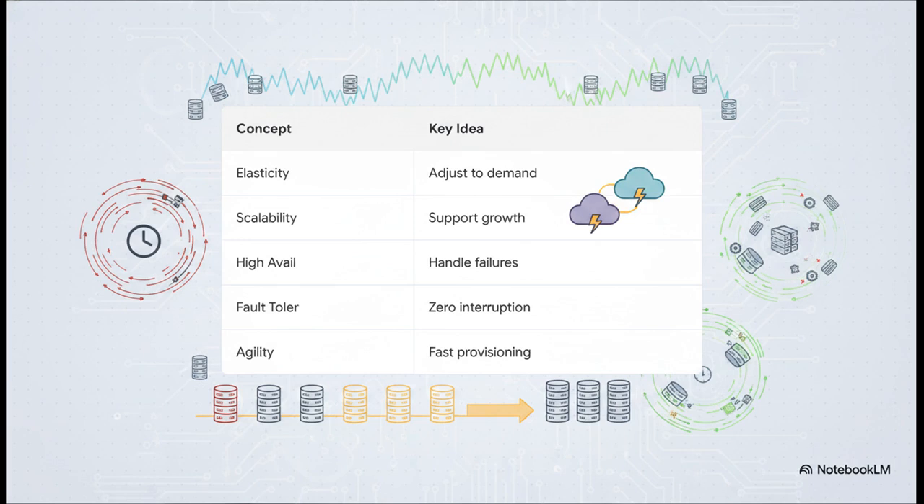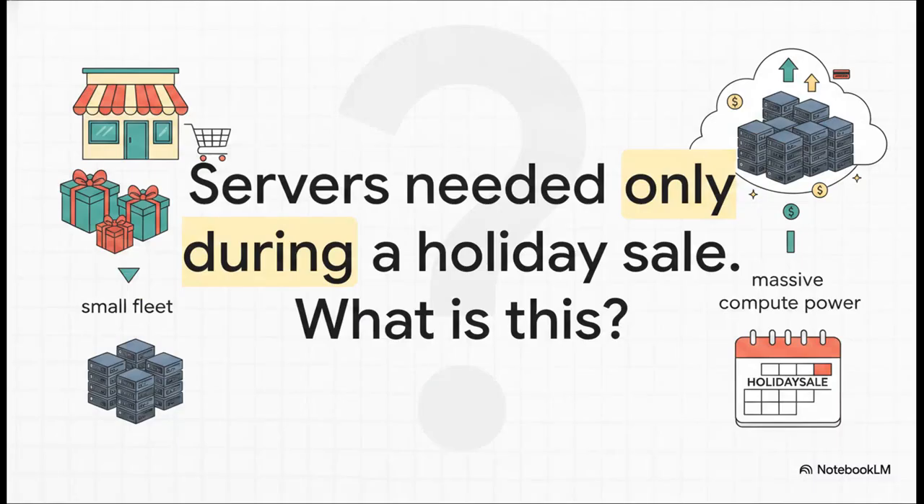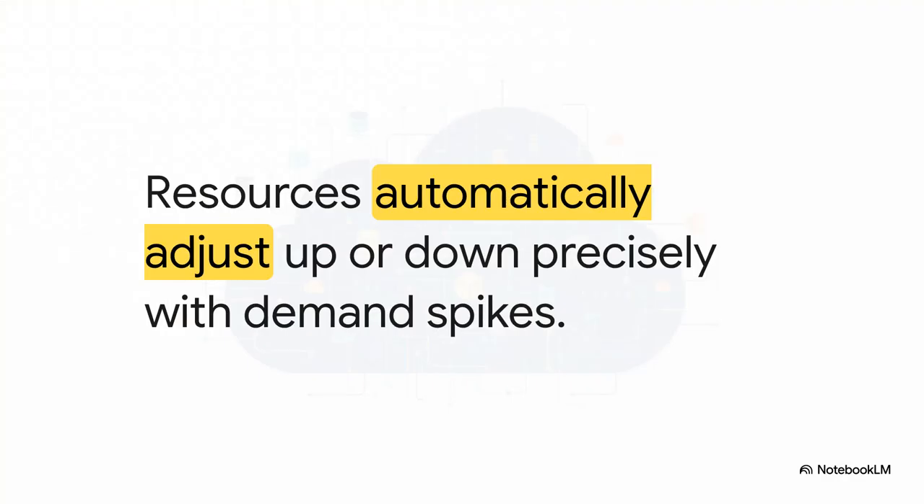Fault tolerance takes that a step further. It means absolutely zero interruption despite a failure, relying on extreme redundancy. And agility. That just refers to how fast you can provision and experiment with resources without waiting weeks for physical hardware to ship. Okay, let's test this knowledge right now with a classic scenario you are highly likely to see on the exam. Imagine a retailer who normally operates with a small fleet of servers, but they suddenly need a massive amount of extra compute power exclusively during their short holiday sales event. What specific cloud benefit are they utilizing here? If you said elasticity, you hit the nail right on the head.